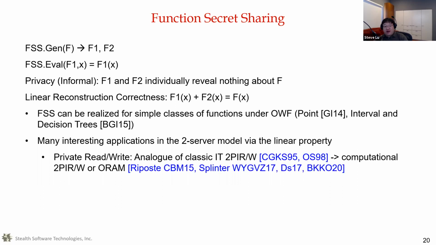So in particular, for example, private read and write. It provides a computational analog of the classic information-theoretic two-server private reading or writing, or even something like an oblivious RAM. This was introduced in the original Gilboa-Ishai paper, and then more recently optimized in papers such as the Riposte paper, Splinter, and the Doerner-shelat work on distributed oblivious RAM, and then a recent follow-up work by Bunn, Katz, Kushilevitz, and Ostrovsky on how to further optimize that. So there are interesting applications there.